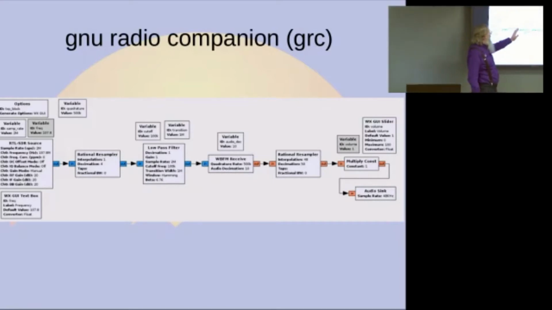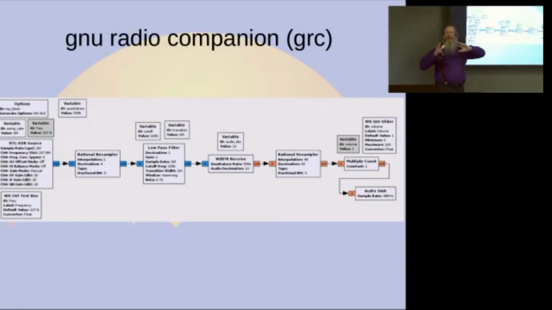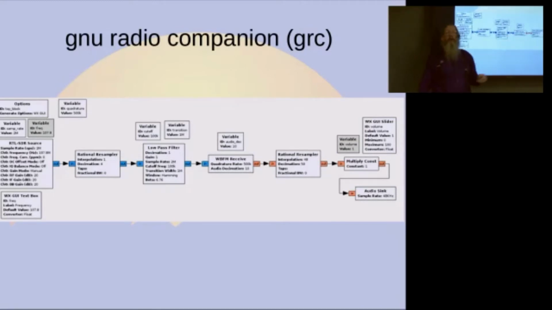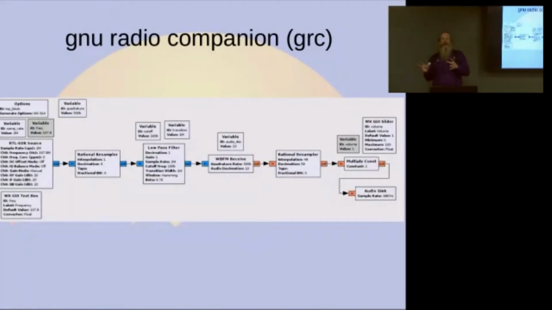That then gets fed into a resampler, which is just a way of changing the rate at which the data comes out. That goes into a low pass filter, that goes into a wideband receive. And then in the wideband receive, it goes from blue to red. So when it goes to that red or orange color, that then becomes a real signal.